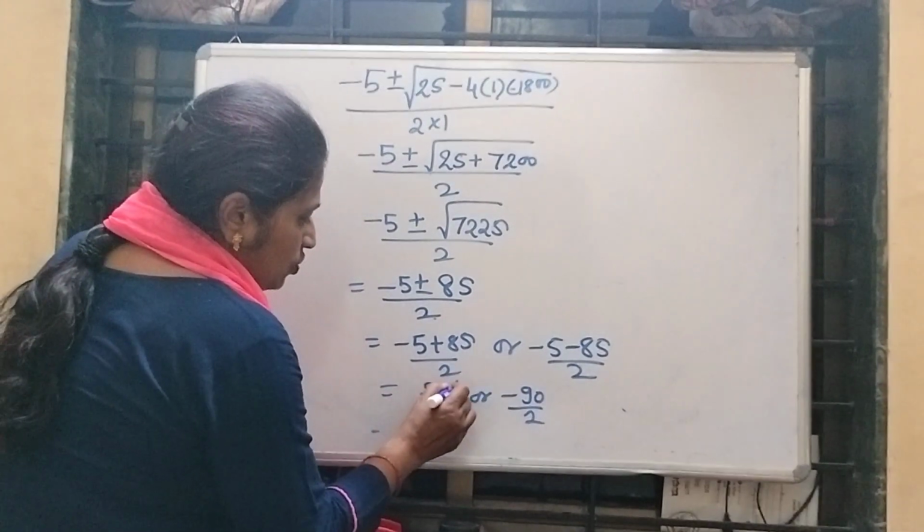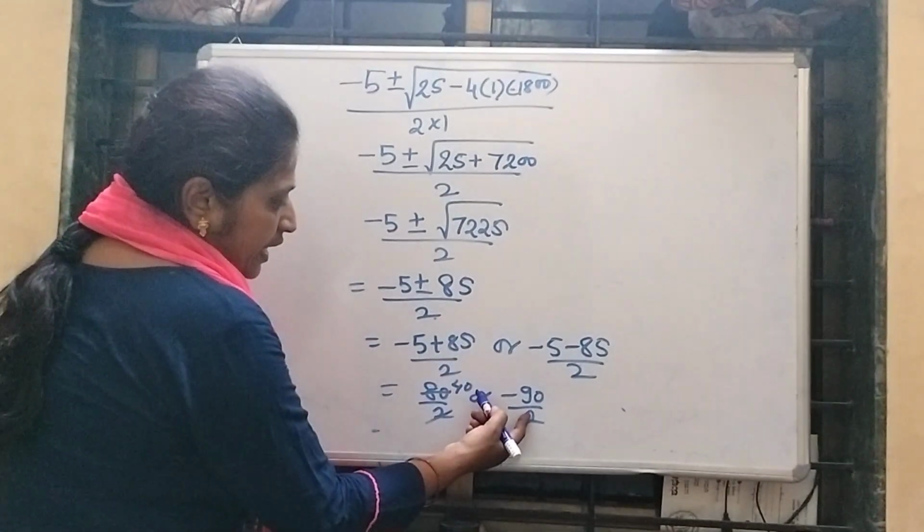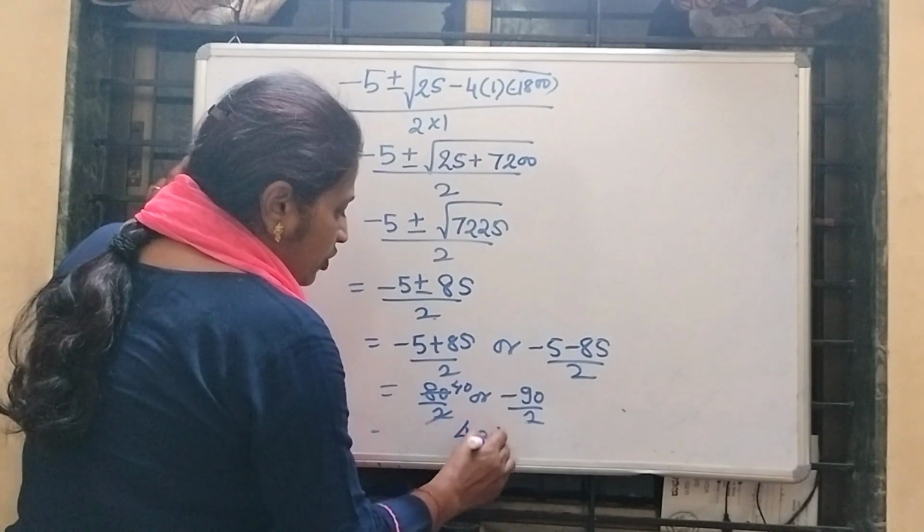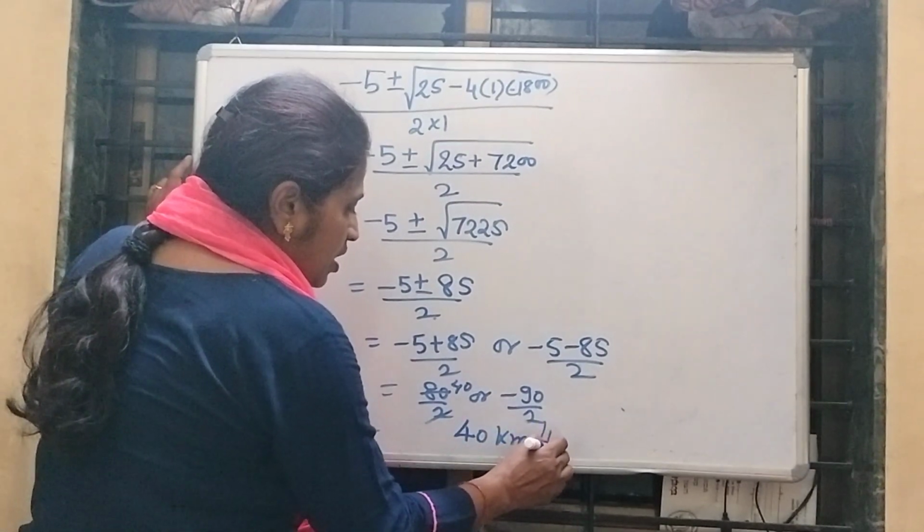So 2 forties are 80, so x is 40, or minus 45. This becomes negative. The speed cannot be negative. So the correct answer is 40 kilometers per hour.